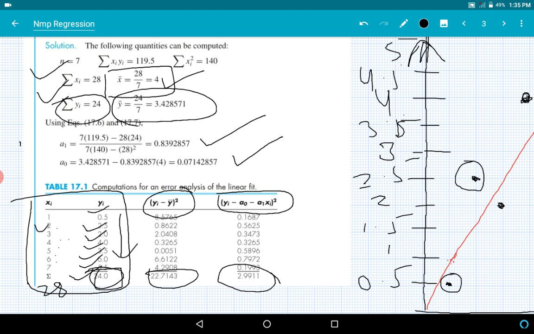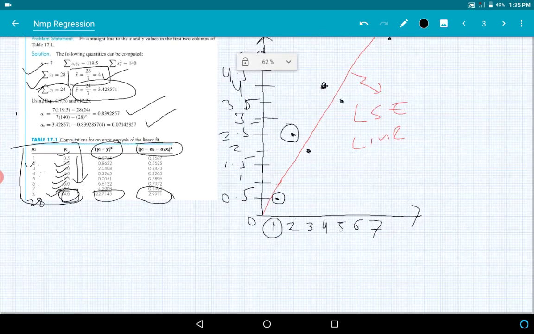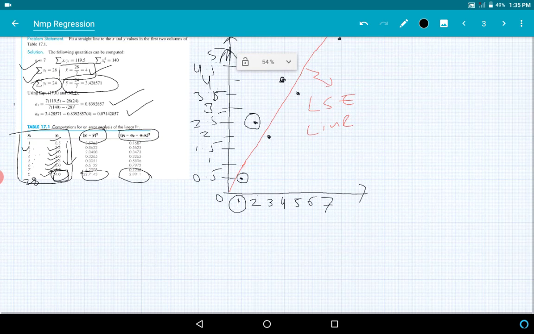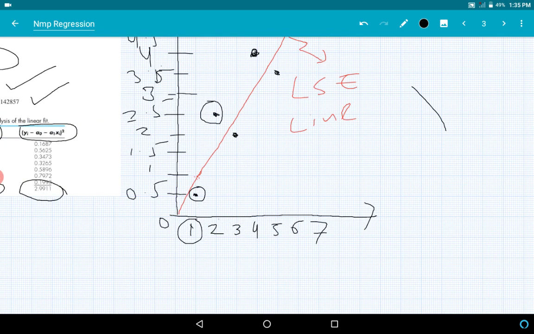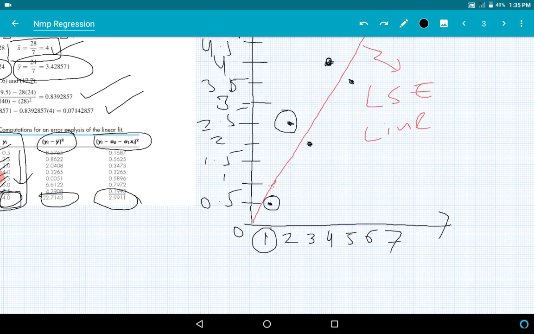After doing this, I have just tried to draw that LSE line. So you see the points given here are like this, and the red line indicates the least sum of squares. This red line is what we have calculated. Here a0 is very less. We have got a0 as 0.07, so we assume that it is almost 0. And a1 is 0.839 or 0.84, so almost 1. So we can take these 2 values and draw a straight line. This red line will give us the straight line.